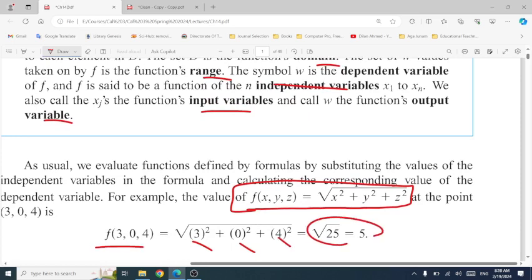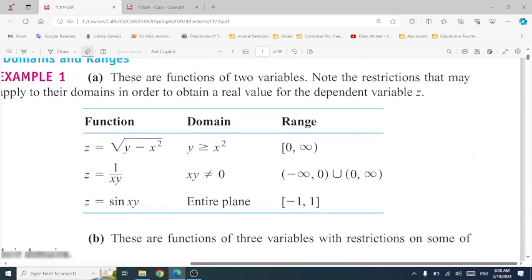For example, here we have f of 3, 0, 4. Instead of x, I'm going to put 3, and y is 0. The last one, z, is what? z is 4. Is that clear, dears? Good. Now, we are going to talk about domain and range.